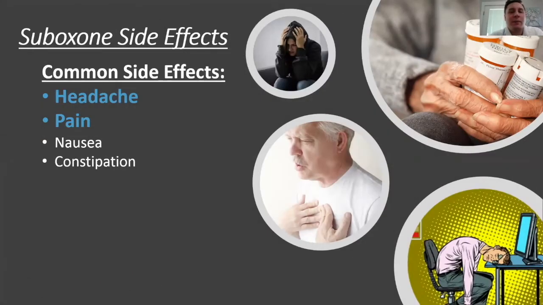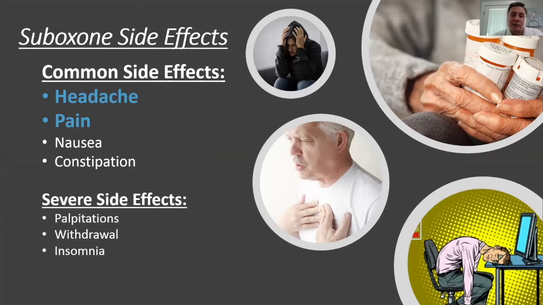There are some common side effects. So you can see the headache and pain, which is bolded there. It's going to coincide with this study in general, osteopathic manipulative treatment, OMT, to treat those headache and pain side effects. And it can also cause some nausea and constipation. And then there are some severe side effects as well. So palpitations, it can cause withdrawal, and then also some insomnia.